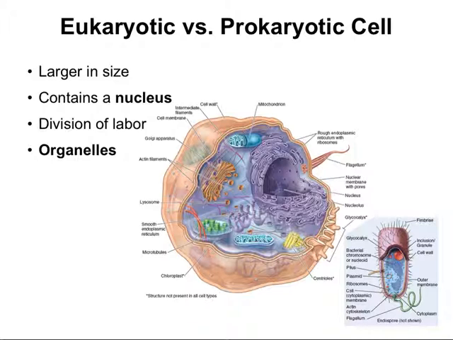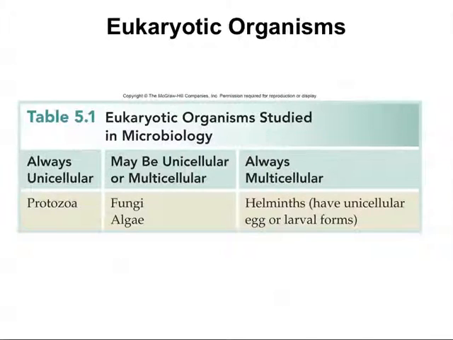The various components within the cell allow a division of labor. You'll recall the endomembrane system, where proteins are made and transported out of the cell, for example. There are also other organelles, like our mitochondria and chloroplasts and ribosomes, and cytoskeletal elements that we'll see inside the eukaryotic cell. So in its simplest form, a eukaryotic cell is much more complex and much larger than a prokaryotic cell. This table summarizes the scope of the eukaryotic organisms we'll study in microbiology.